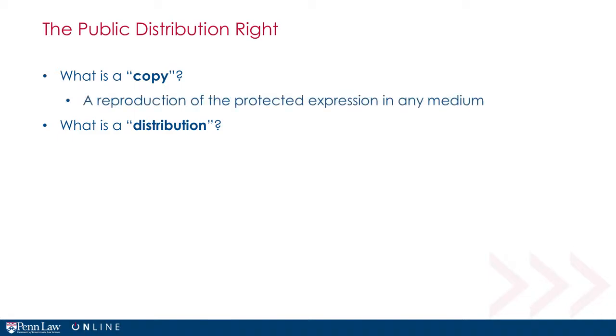A copy, put very simply, is a reproduction of the protected expression, but it can be in any medium, now known or later developed. So in other words, it doesn't have to be in a particular format. Congress quite consciously wanted the idea of a copy to extend to any reproduction that is encapsulated in some tangible medium of expression. That's what a copy is.